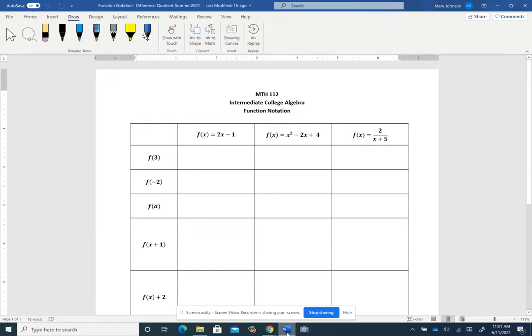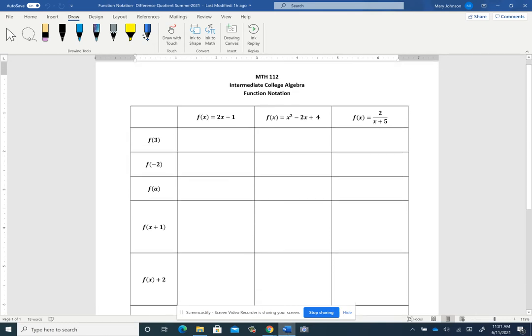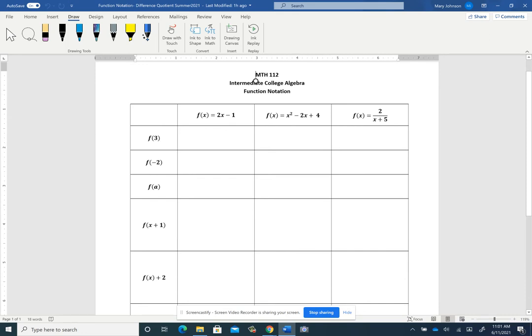Hi. So we've been working with function notation. We're going to continue that theme, but we're going to wind up working through a couple problems on this worksheet with those three functions. So let me tell you how it's organized.